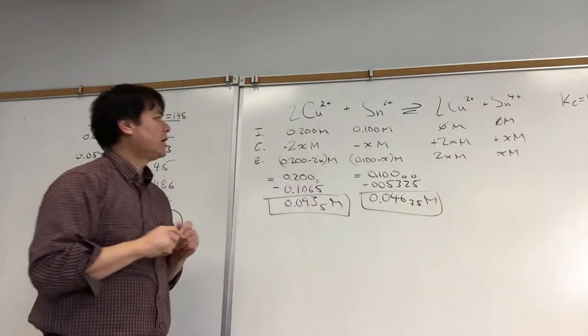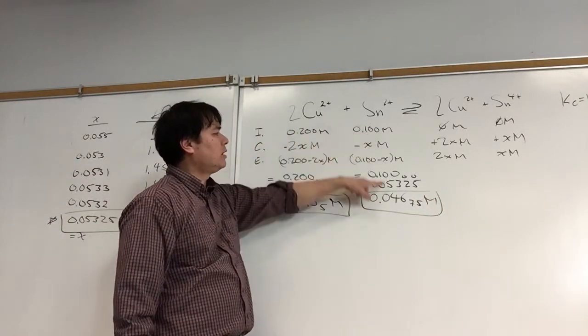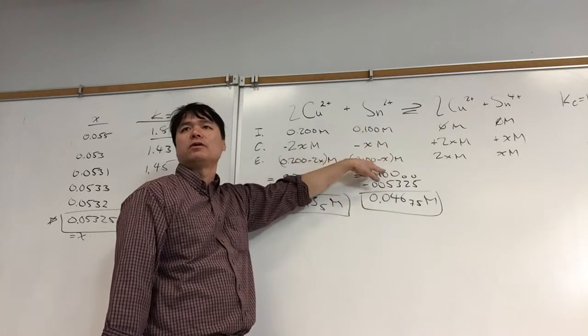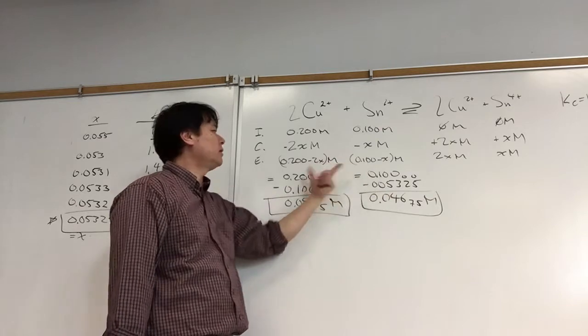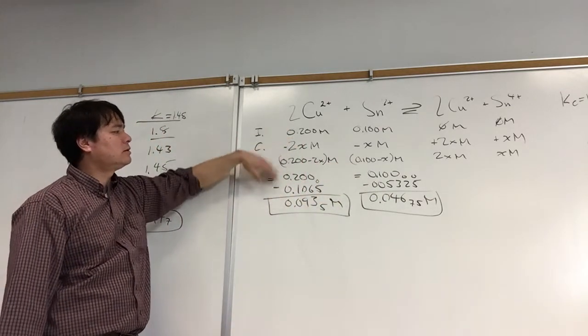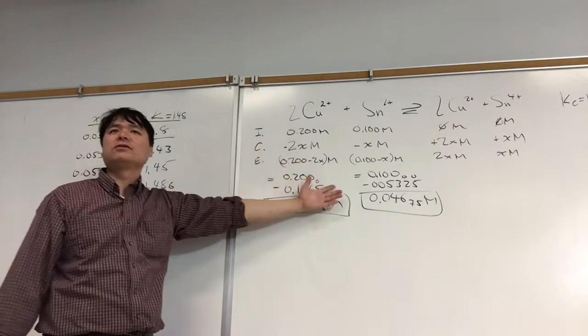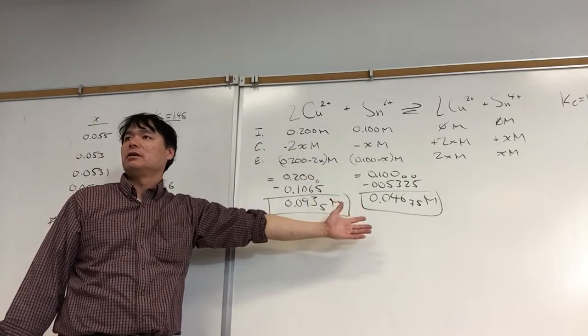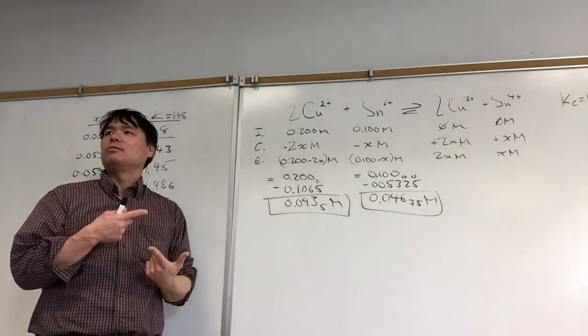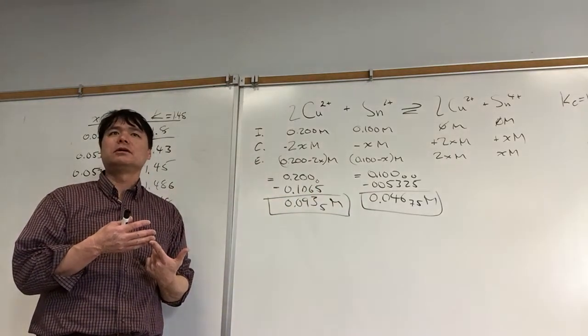So how much reaction did we have? We started off with 100 and we lost 53.25%. So we had 53.25% reaction. This is stoichiometric, so it's going to be the same. This is 0.200, we lost double that, and so this is still 53. So we have about 53% reaction. Is that the same percent reaction that we saw in experiments 1, 2, and 3? No, it's a different percent.